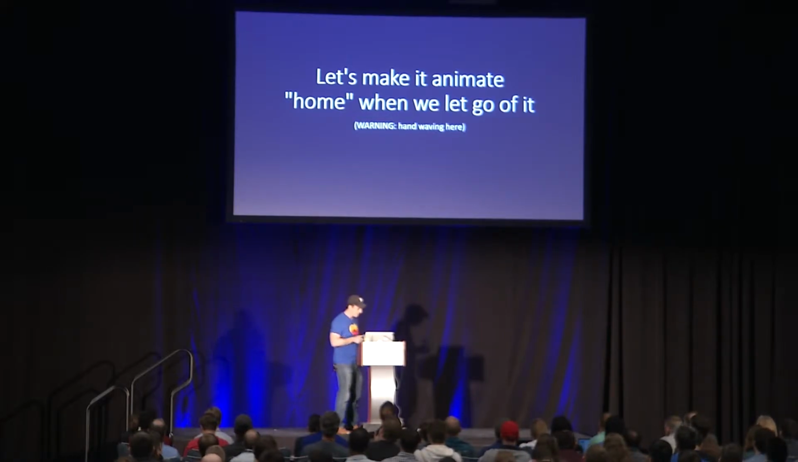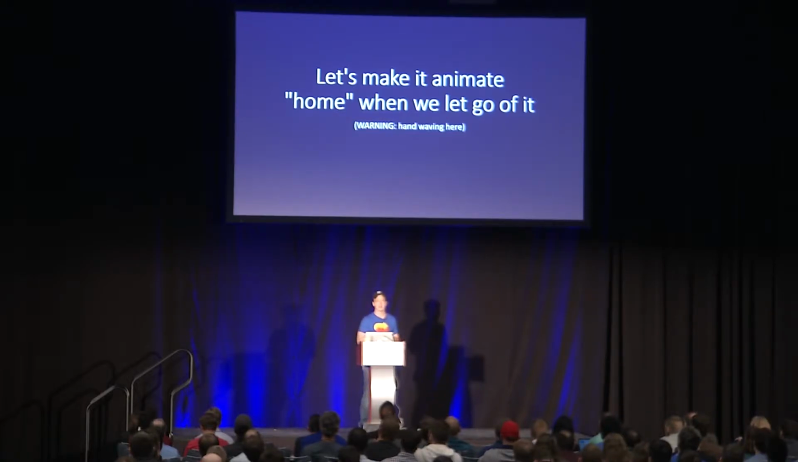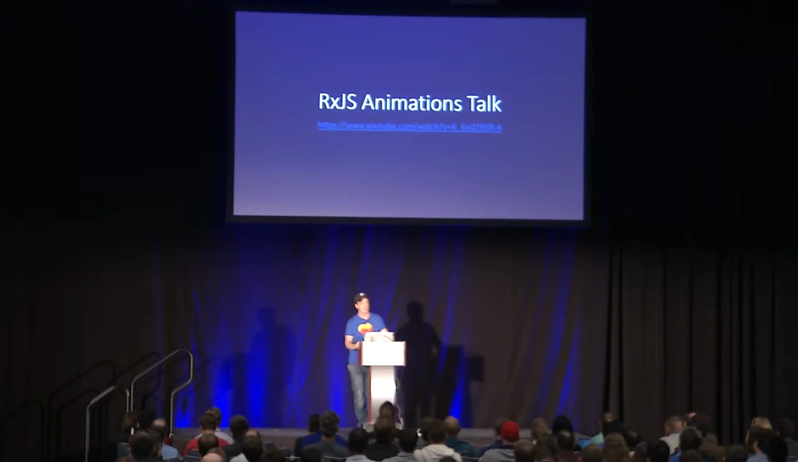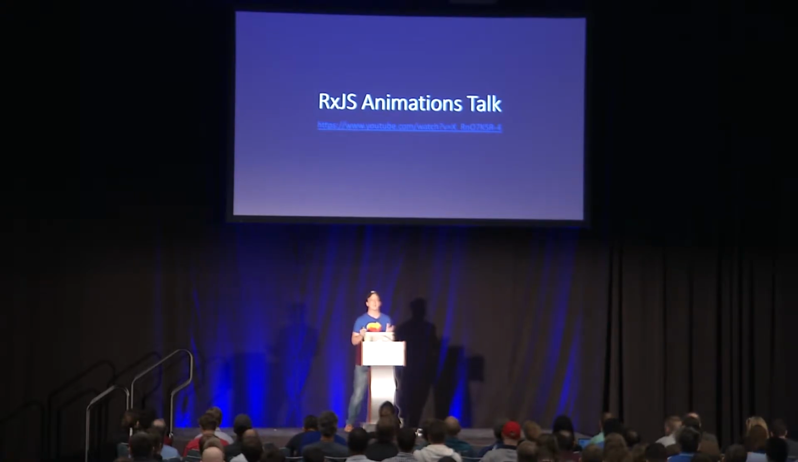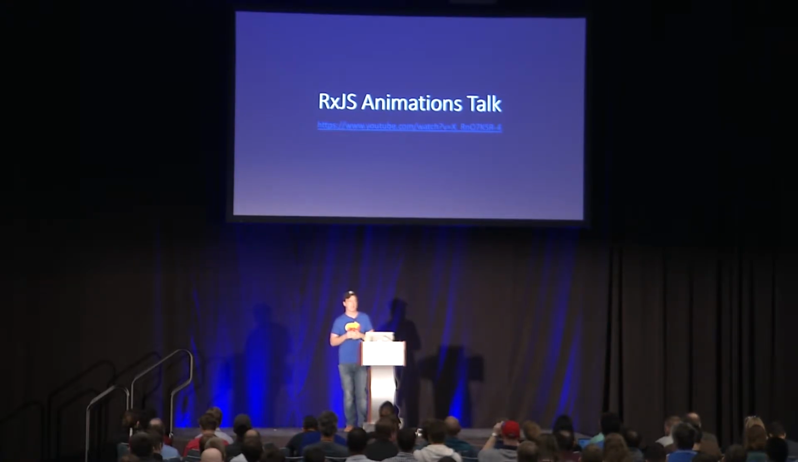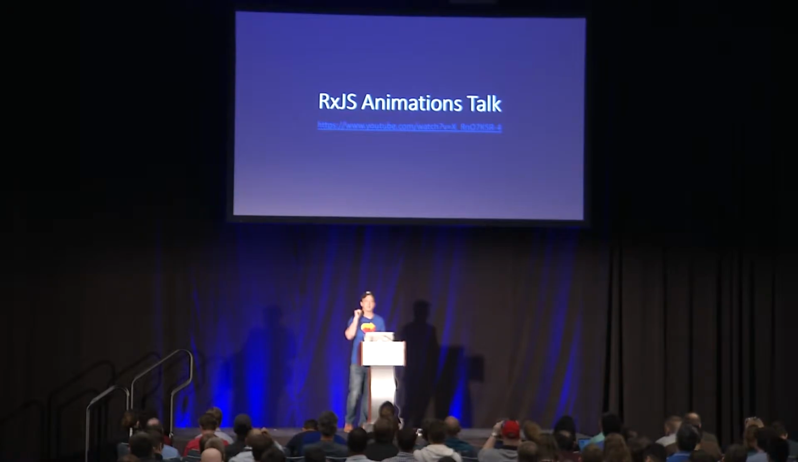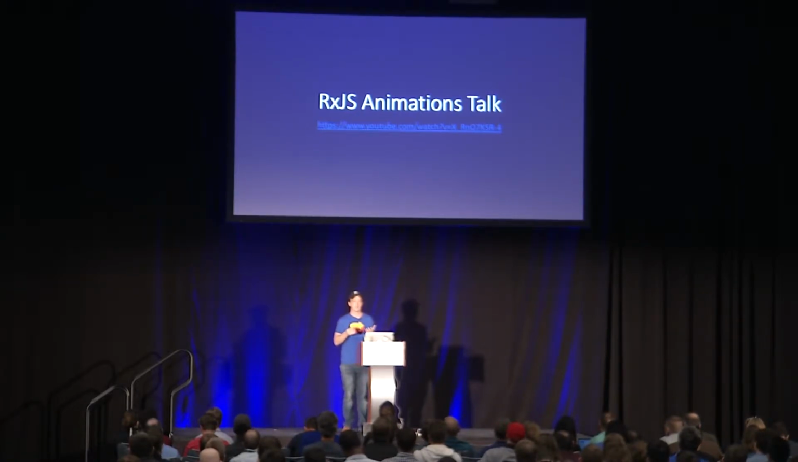Now, I'm going to be a little hand-wavy about this because we've got 45 minutes, and I don't want to get terribly in-depth about how the animations are created. I have an RxJS animations talk that I've linked here about that. But the essence of it is that I have an observable of animation frames. So every time an animation frame fires, the observable emits a value. And you get differences in time and these sorts of things, and it enables me to create some tweening functions.